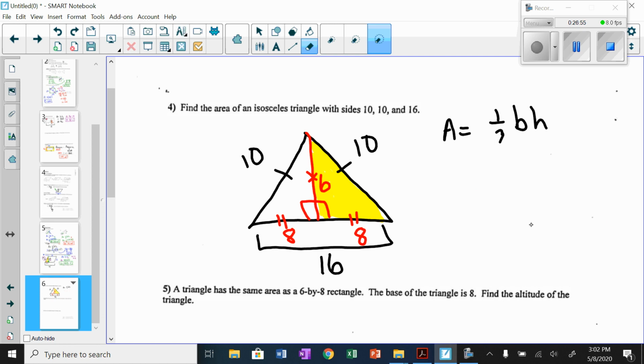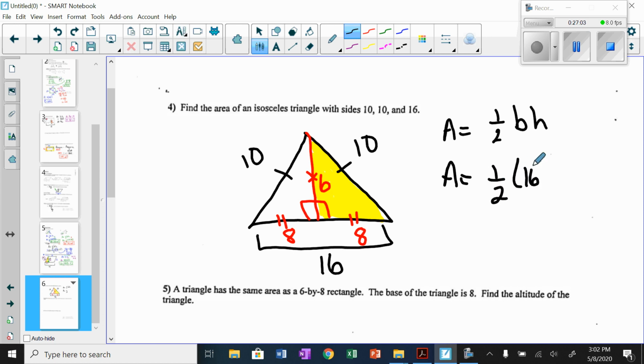So now that I know the height is 6, I can go into my area and say area is equal to half. My full base is 16. My height is 6. Half of 16 is 8. 8 times 6 is 48 units squared.